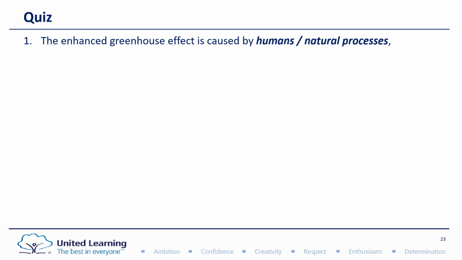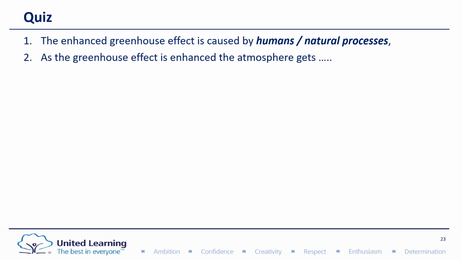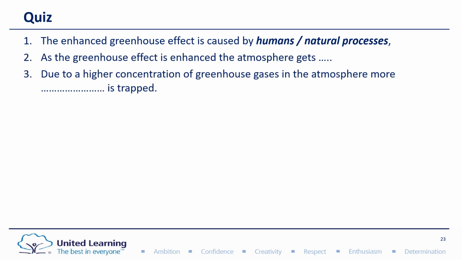A little quiz for you to do, just jot down numbers in your book. Number 1, the enhanced greenhouse effect is caused by. Number 2, as the greenhouse effect is enhanced, the atmosphere gets. Number 3, due to a higher concentration of greenhouse gases in the atmosphere, more something is trapped. Pause it there, answer the questions for me. Brilliant, well done. And what you should have got is humans, thicker and long wave solar radiation.